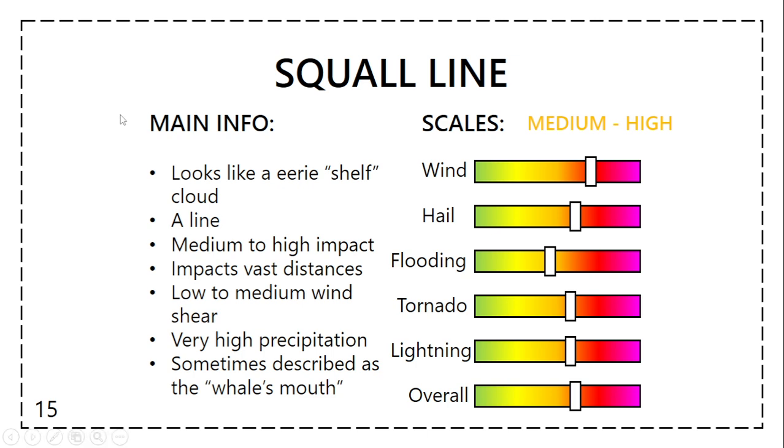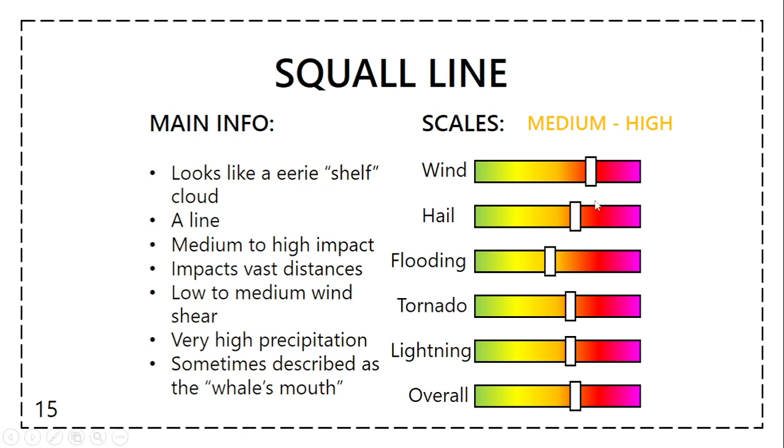Squall line. Looks like an eerie shelf cloud, I'm showing you a picture later. Very hard to picture, I know. A line, medium to high impact, vast distances, low to medium wind shear, very high precipitation, and sometimes when you're inside that shelf cloud, it can be described as a whale's mouth. And the scales are actually medium to high. The winds are up to here. The winds are even stronger in the squall line than any other cell listed here. That's the third type of thunderstorm.